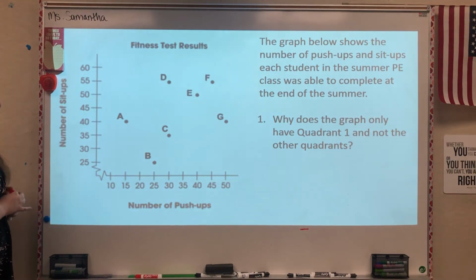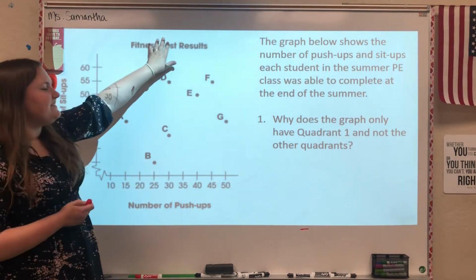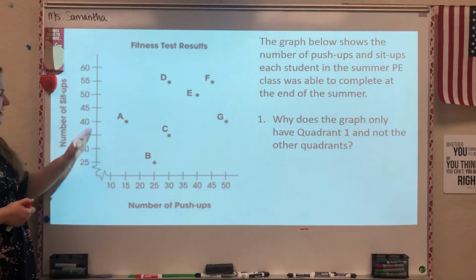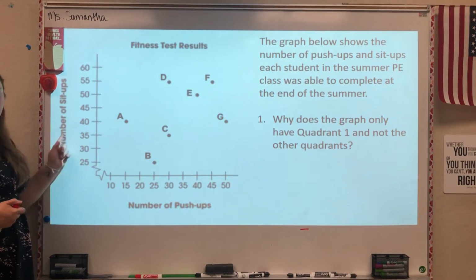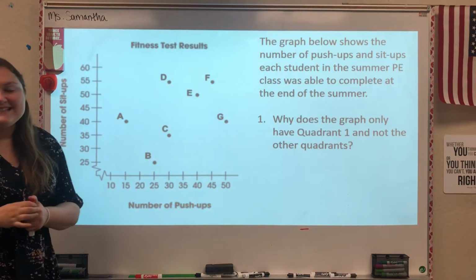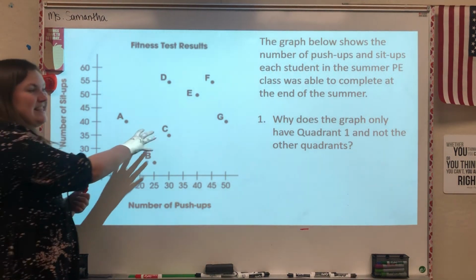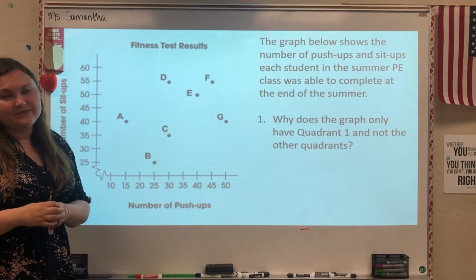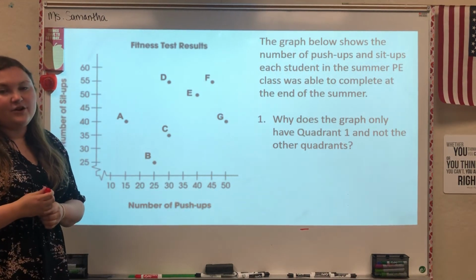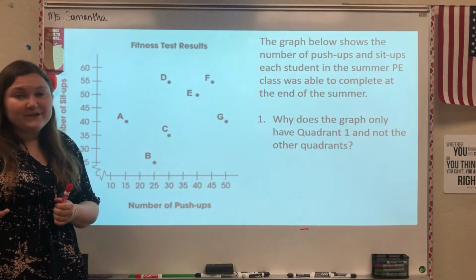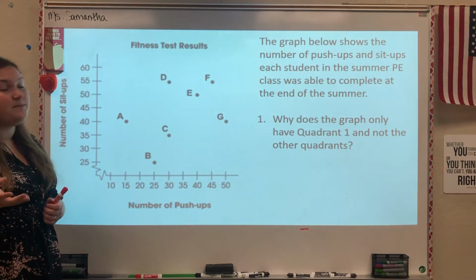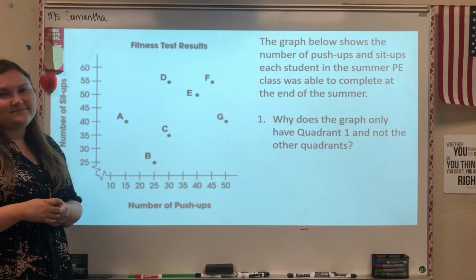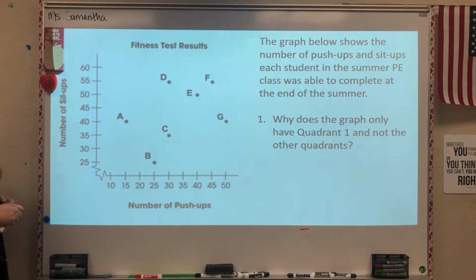So we've got our coordinate plane here. It says fitness test results. We've got some points. We've got our axes, and then they're labeled. Now, one of the questions I ask in class is, how does this coordinate plane, this graph, look different from all the other ones we've looked at so far in class? Go ahead and try to answer that question. Feel free to mention more than one thing if you notice a couple things that are different about it. Okay, I can't wait to see what you guys said.